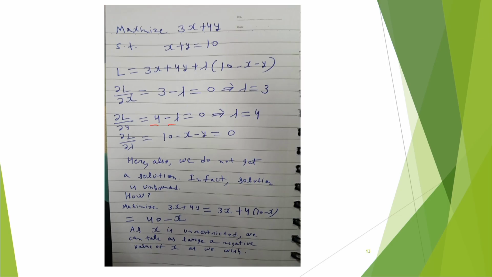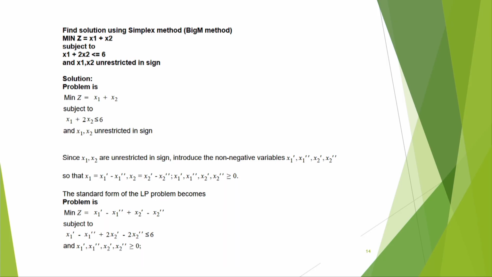Here also we do not get a solution. So, therefore, the solution here is unbounded. Now, we can see that basically maximize 3x plus 4y is equal to 3x plus 4 times (10 minus x), because y is equal to 10 minus x. So, this is 40 minus x. As x is unrestricted, we can take as large a negative value of x as we wish, and it becomes unbounded. So, this is equal to this one.